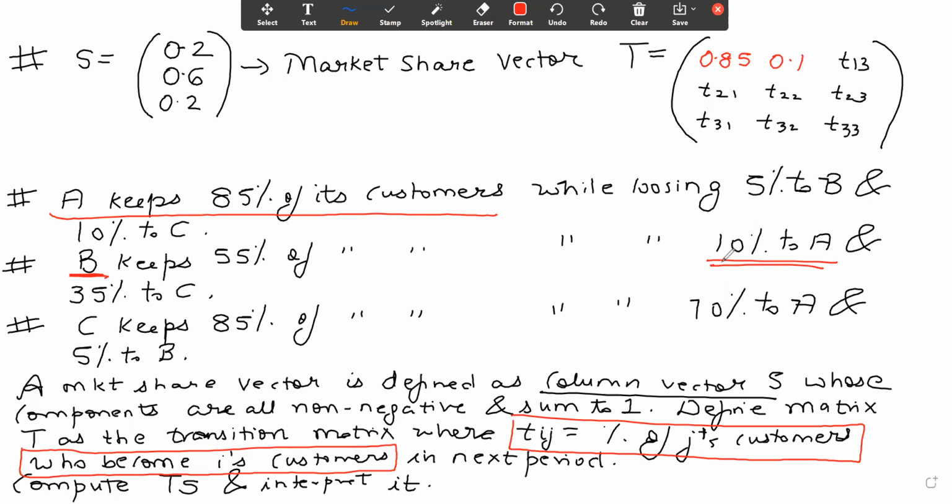T13 will be the percentage of C's customers which become A's customers. C is giving how much to A? 10%. So this is nothing but 0.1. What will T21 be? The percentage of A's customers which now become B's customers. So how much is A giving to B? 5%. So this becomes 0.05.